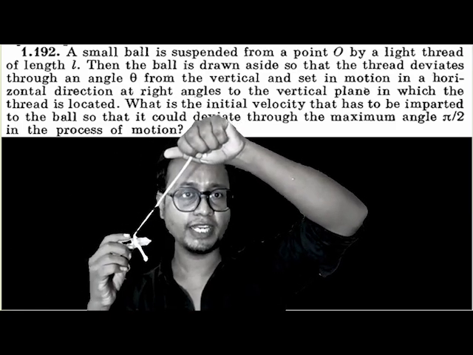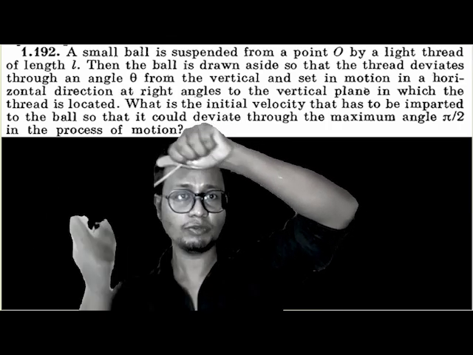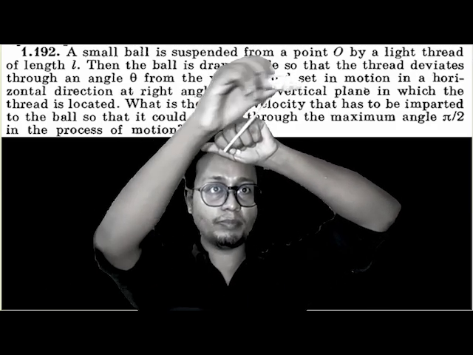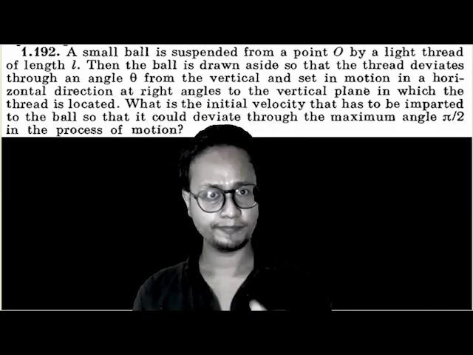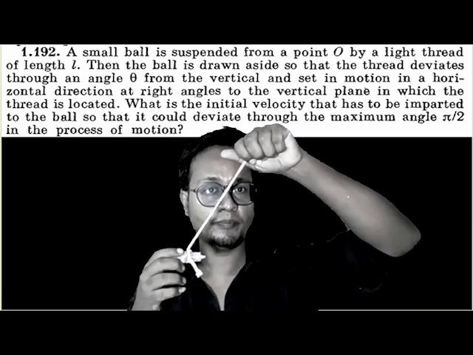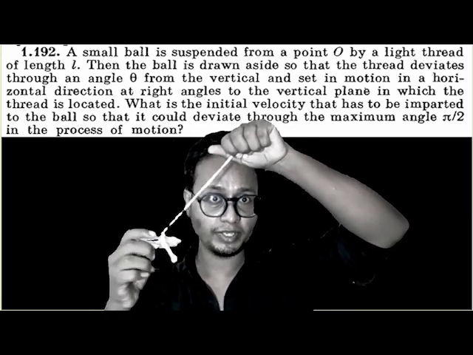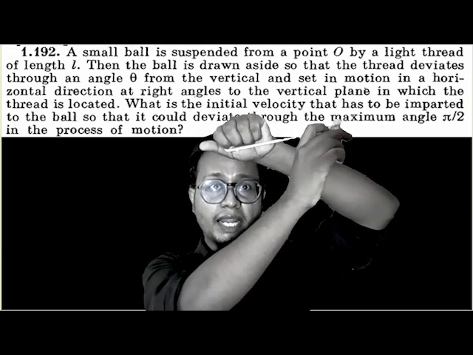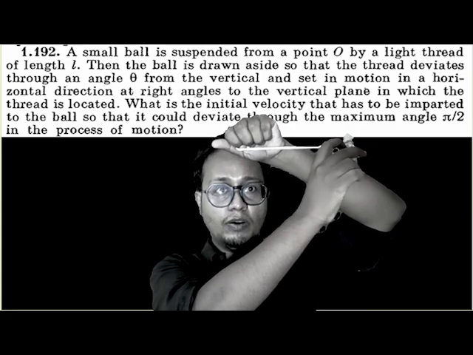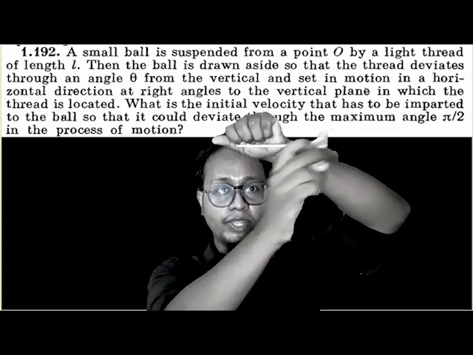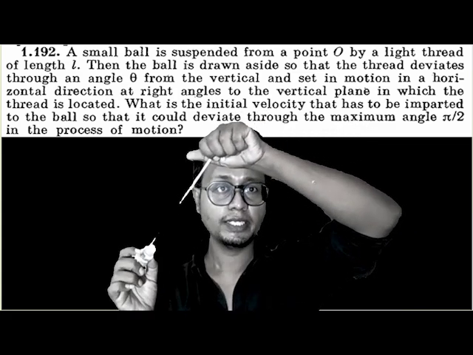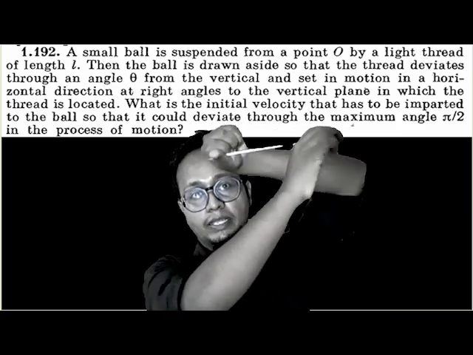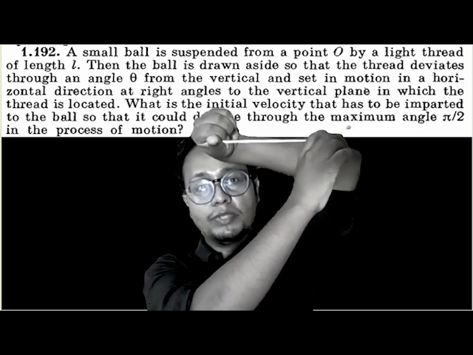So if I give a very low velocity, what will happen? If I give a very high velocity, what will happen? Understood? So whenever I give a velocity, it will follow a circular path in this direction. Fair and fine. Now the question is asking, what is the minimum velocity that I must give in this direction, so that when it reaches this side, it makes a 90-degree angle with the vertical, but is parallel to the horizontal, that is, it makes a 0-degree angle with the horizontal.